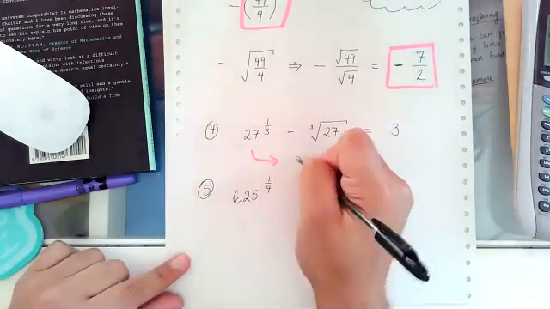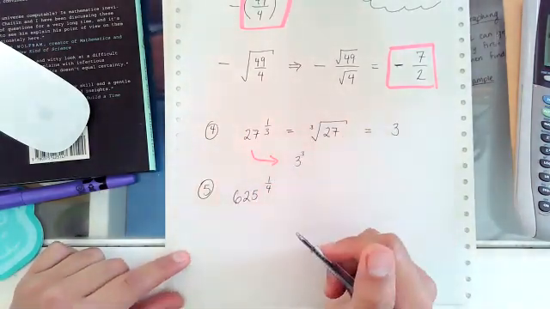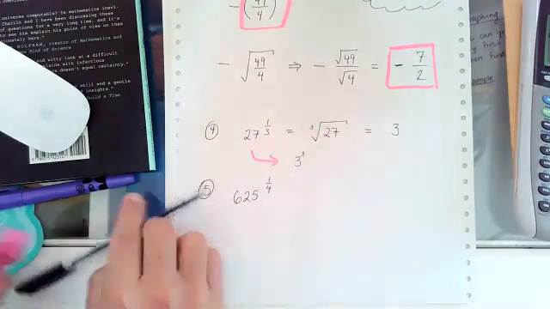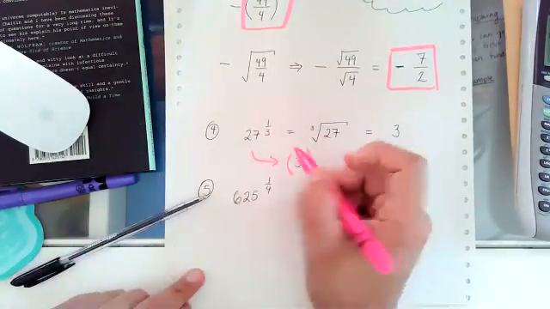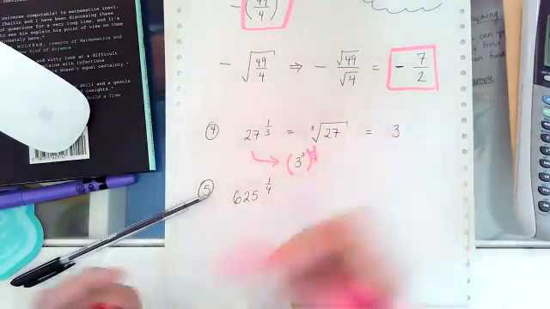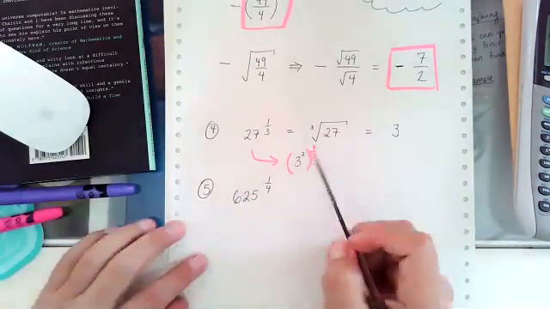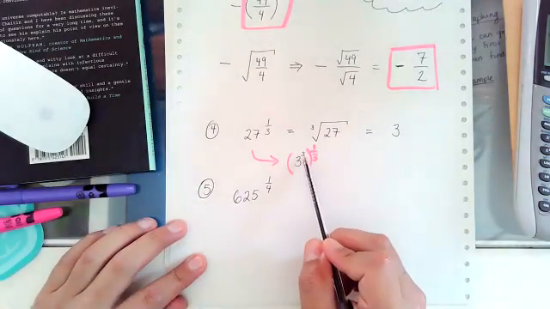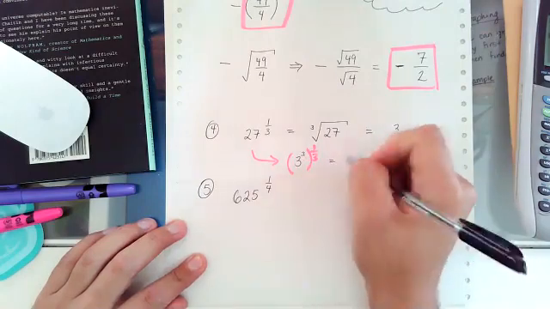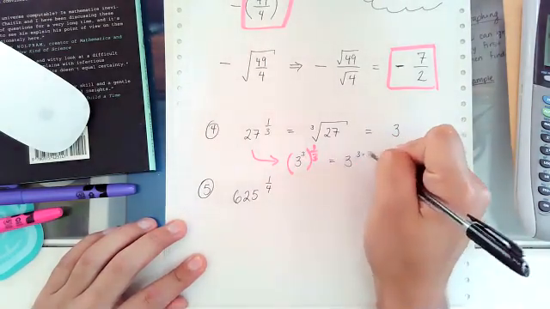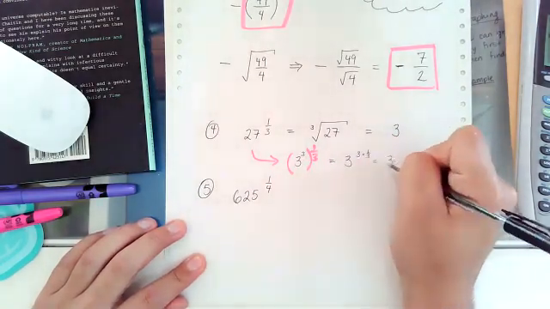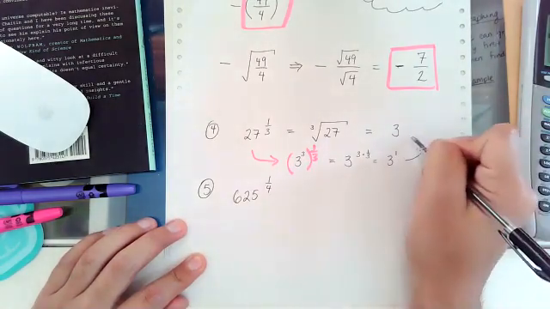The alternative way to solve that would be to recognize that 27 is 3 to the third power, and then that's being raised to the 1/3 power. Since we have a power to a power, we multiply those powers. So 3 times 1/3 is just 3 to the 1 power, which is just 3.